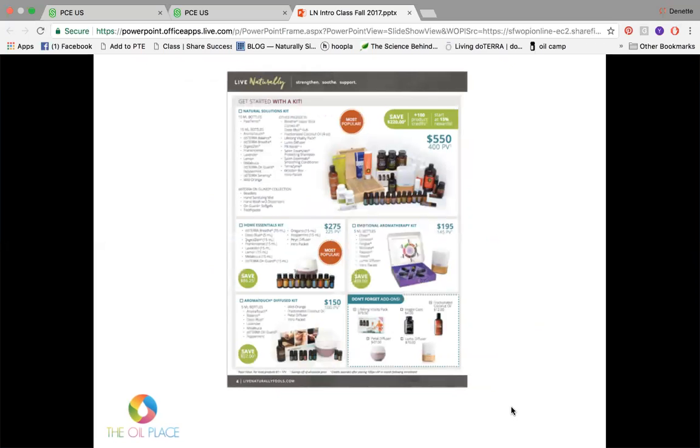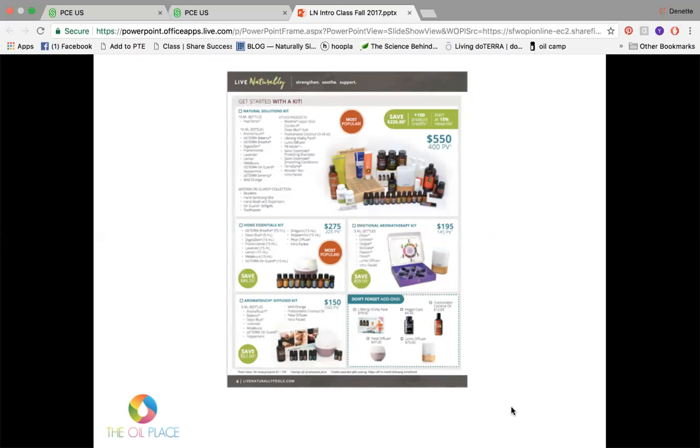So the next thing we're going to talk about is kits. So doTERRA has an option for you to get your own wholesale account. Similar to a Sam's Club or a Costco membership, you can pay $35. That's going to enable you to get your own doTERRA wholesale account where you can purchase products at a discount for 12 full months, and then the option to renew at the end of the 12 months.